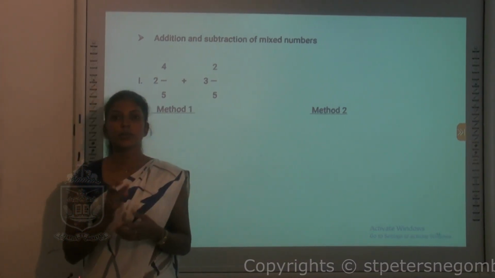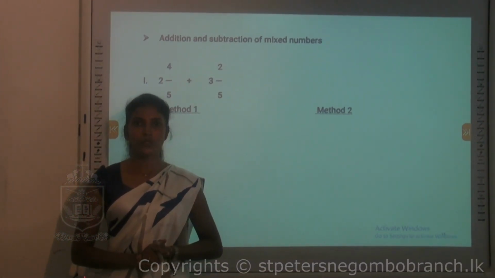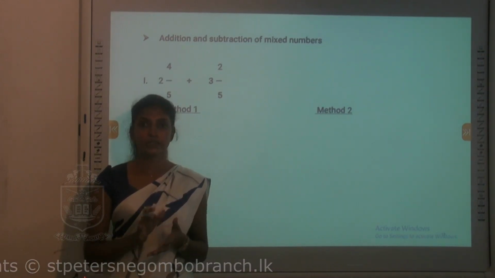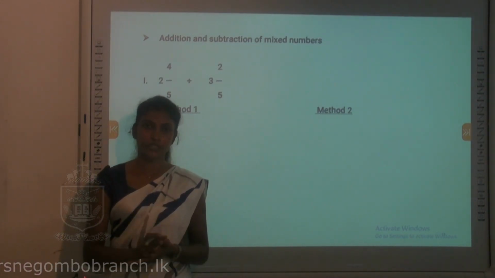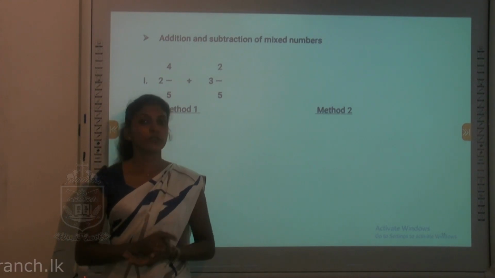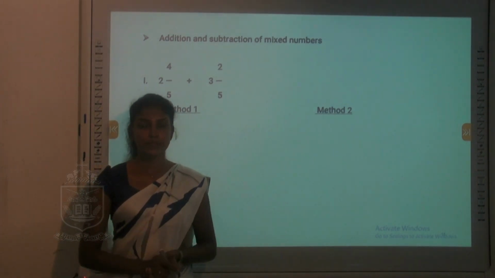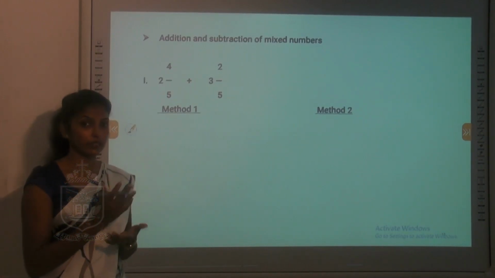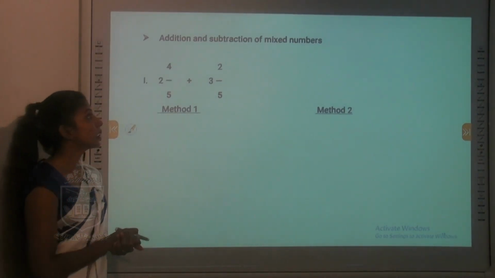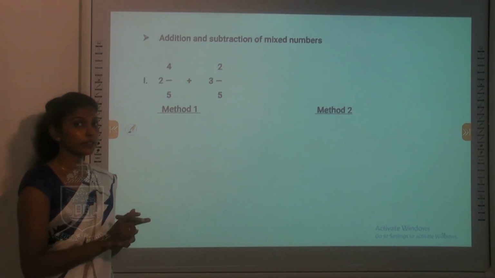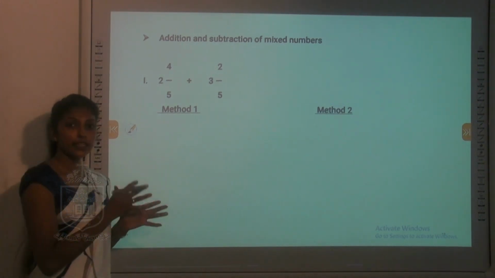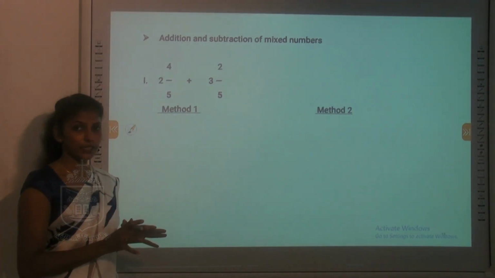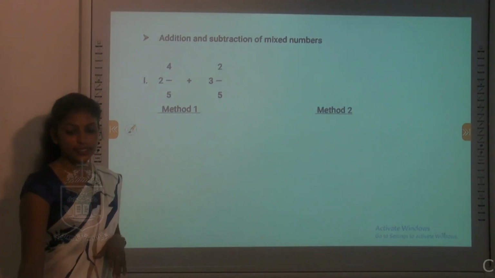Right, now we are moving to the addition and subtraction of mixed numbers. Earlier we dealt with only proper fractions, and now we are going to work with mixed numbers. When you are adding, there are two different methods. I'm going to show you both methods. You can decide the easiest method.